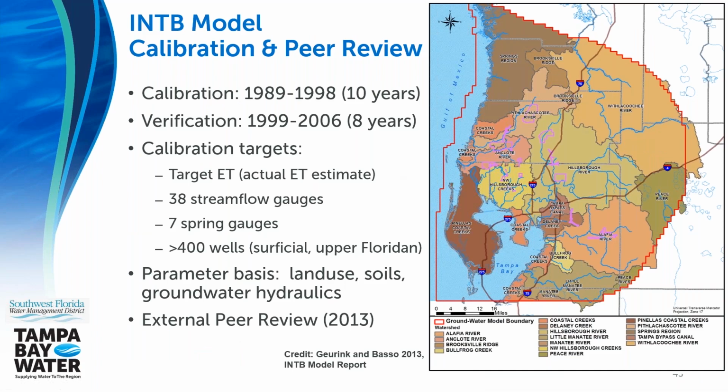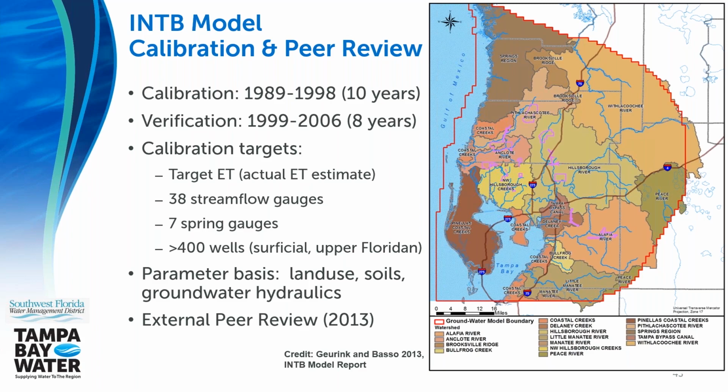The INTB model was calibrated over a 10-year period and then verified for another 8 years. Calibration targets included the target ET, which is an actual ET estimate representing long-term average annual evapotranspiration. It used 38 streamflow gauges, 7 spring gauges, and over 400 wells, roughly split evenly between the Surficial and Upper Floridan Aquifer, as calibration targets.